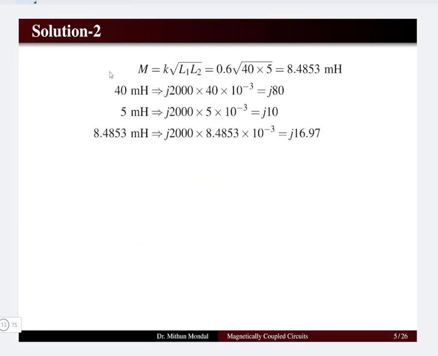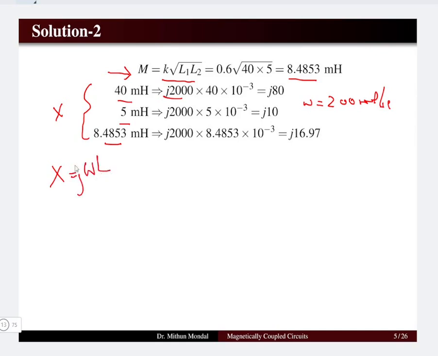First, we determine the value of the mutual inductance from the relationship K times the square root of L1 L2, which comes to 8.4853 millihenry, and then the reactances due to the individual inductance values and the mutual inductance value. We know the frequency of the system is 2000 radian per second, so we can use that to find the reactance. Reactance X is equal to omega L, with j as the direction.